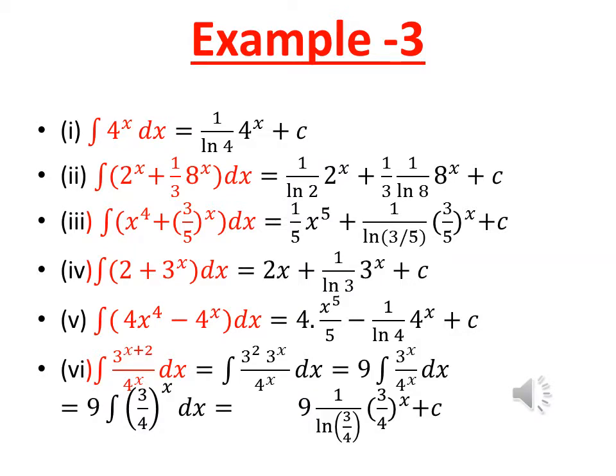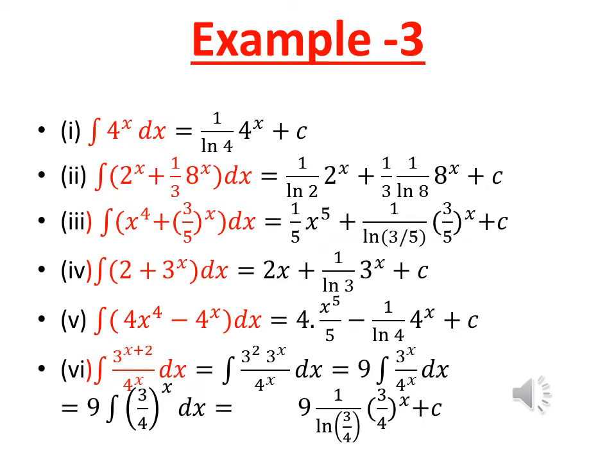Let's do example number 3 about exponentials: constant power x. First, remember, the integration of constant power x is constant power x over ln of the constant. Here, the integration of 4 power x is 4 power x divided by ln 4, plus c.